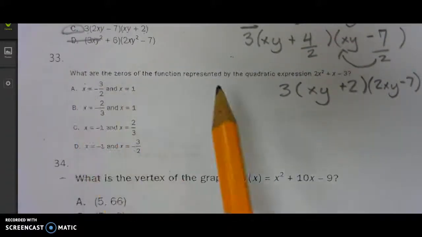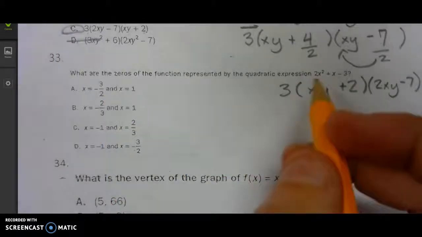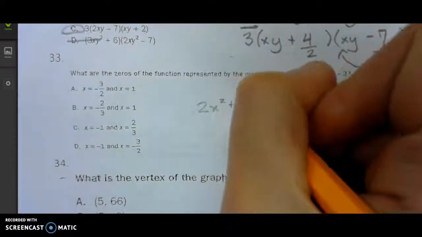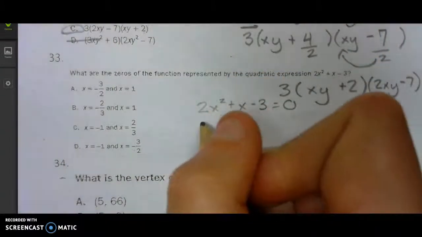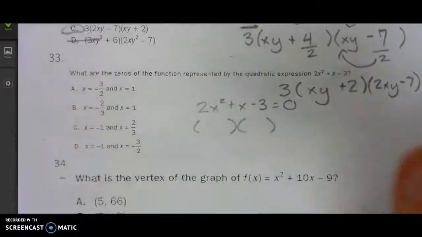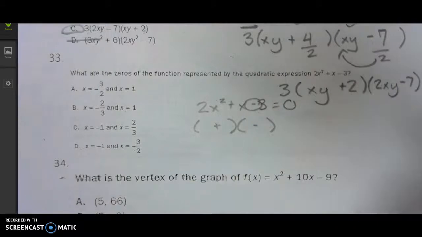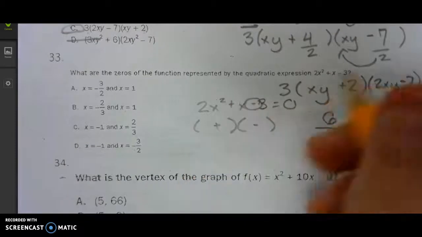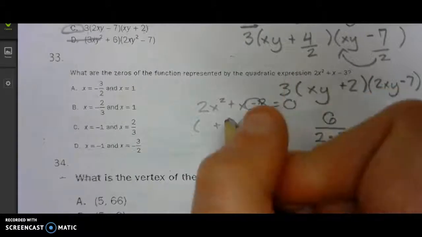33 says, find the zeros of the function represented by the quadratic expression. I know when they say the word zeros, I'm going to put this equal to 0. So 2x squared plus x minus 3 equals 0. I'm going to do the same thing I just did right there. So I'm going to do my binomials. This time there's definitely no common factor because of a 2 and a 3. This is negative, so I've got a plus and a minus. I'm going to do 2 times 3 is 6. That's going to subtract to be 1. And that's just 2 and 3 again. I need the bigger one to be positive.